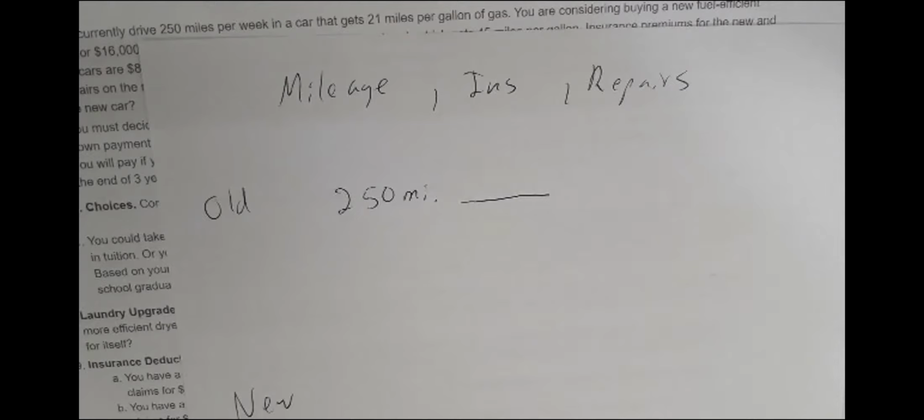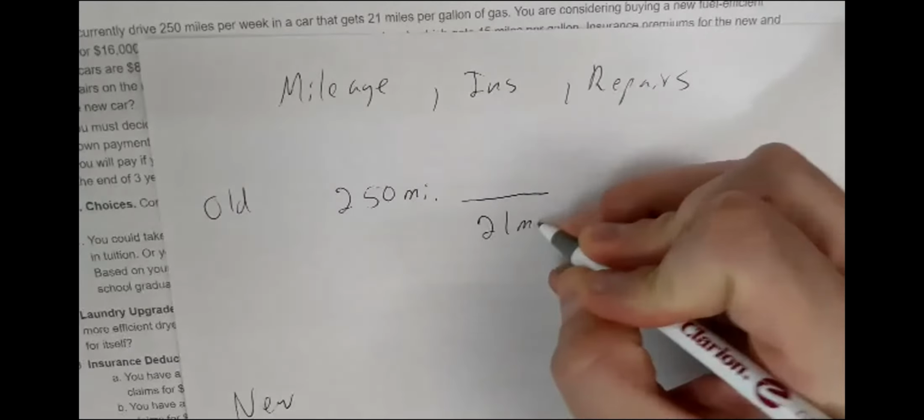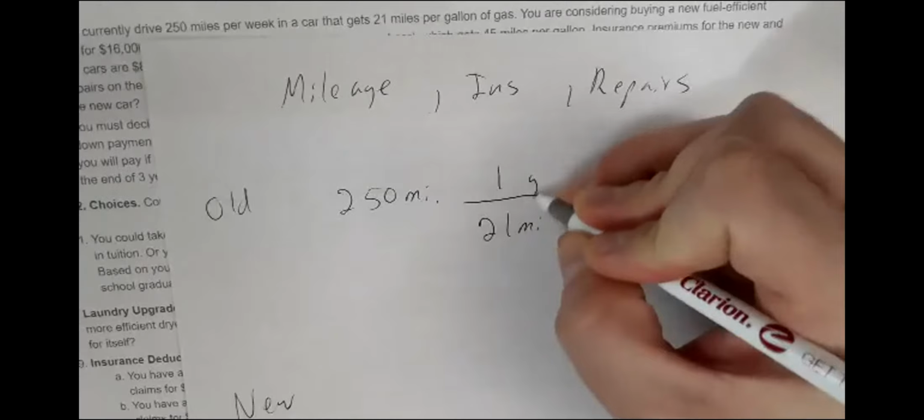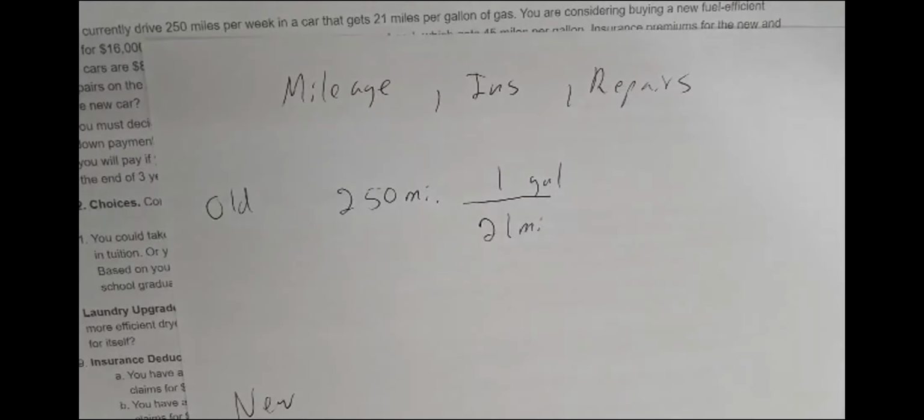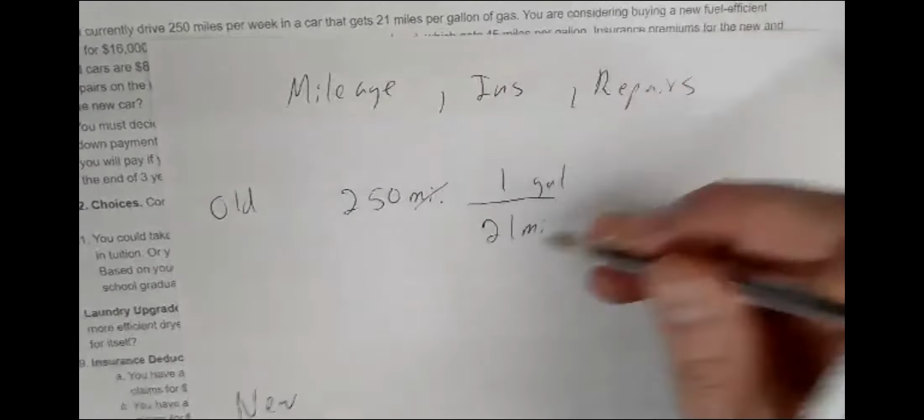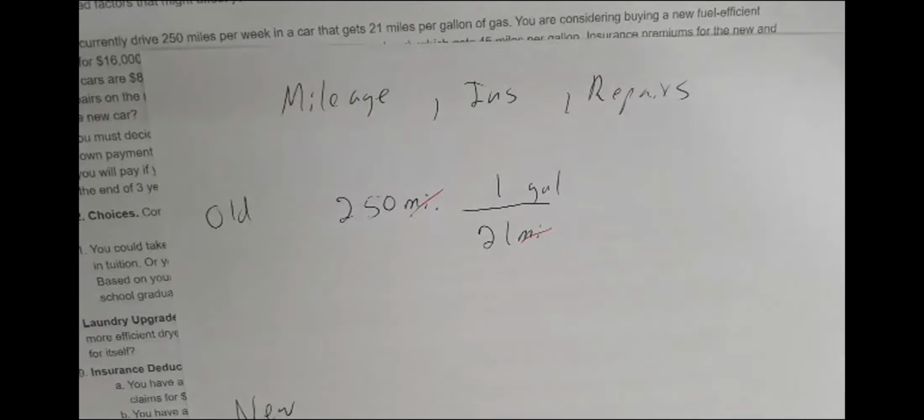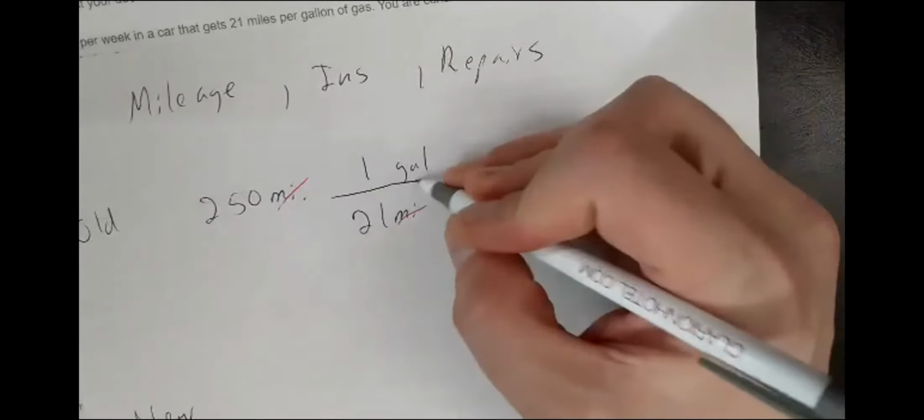And this is really where your unit analysis would come in. You'd put the 21 at the bottom for 1 gallon at the top, and 250 miles on top. So now we're figuring out how many gallons my car is using. I'm going to do this all in one swoop, but if you want to do this in multiple parts, you absolutely can.